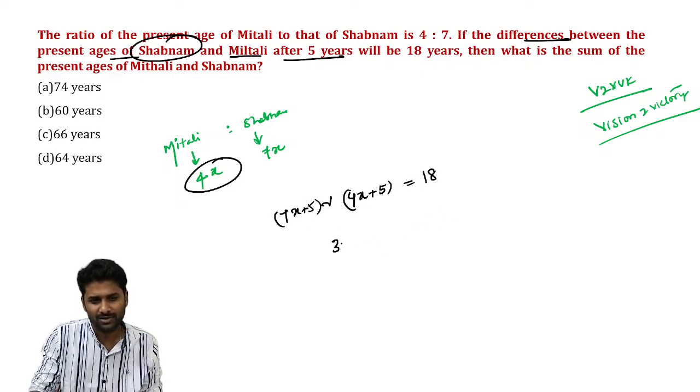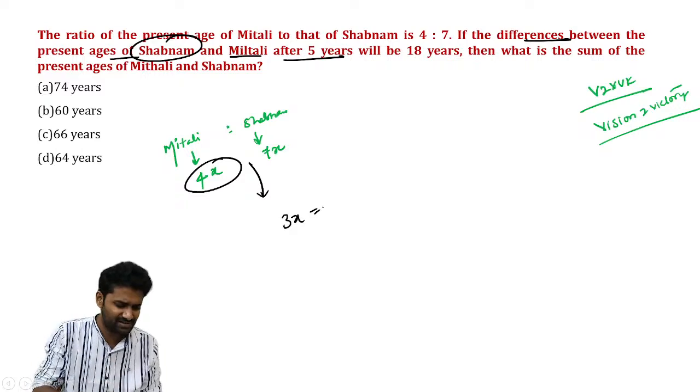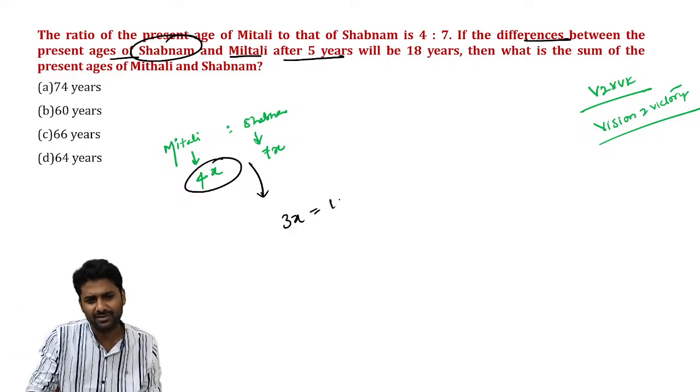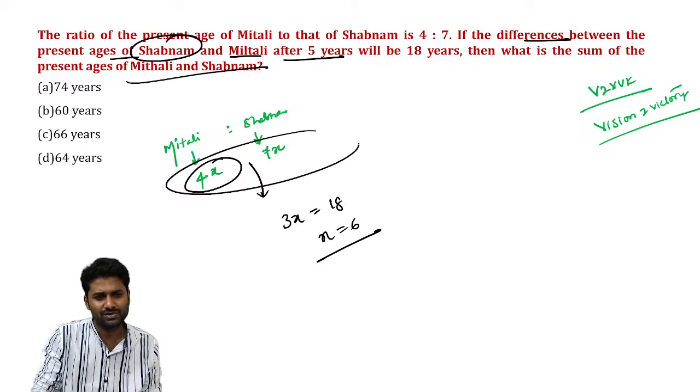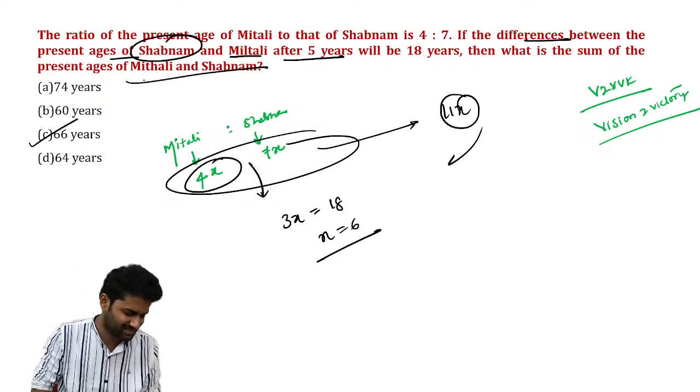Now see, it's all about 3x is equal to 18. Why? Because the difference is always the same, guys. If the present difference is 18 years, after 5 years the difference is also 18 years. Let's make it simple. If x is equal to 6, what is the sum of the present ages? The sum of these values is 11x. 11 into 6 is 66.